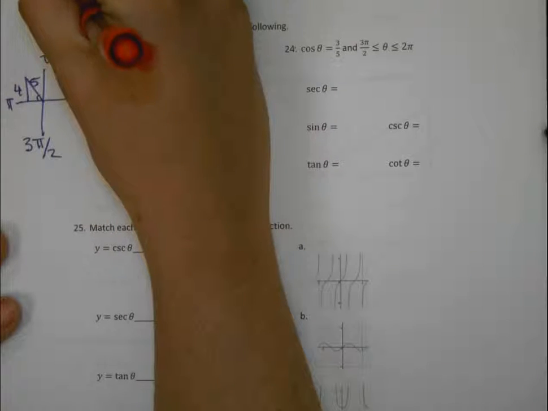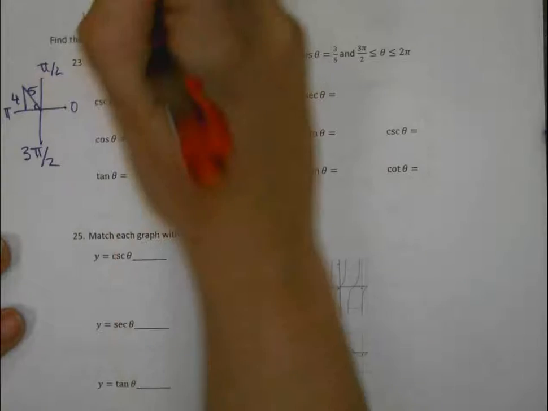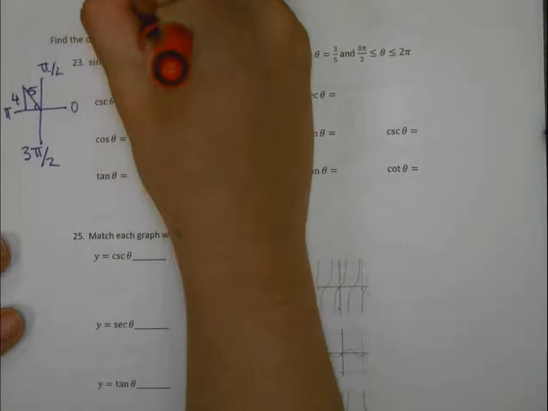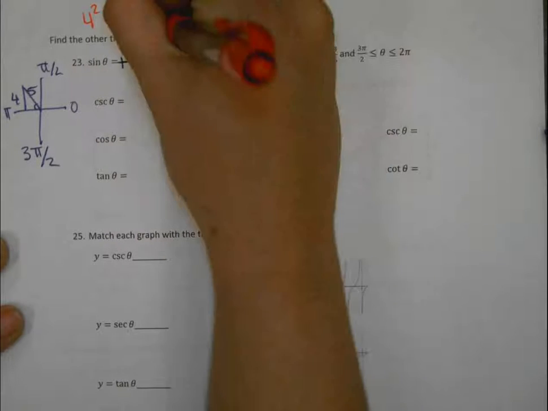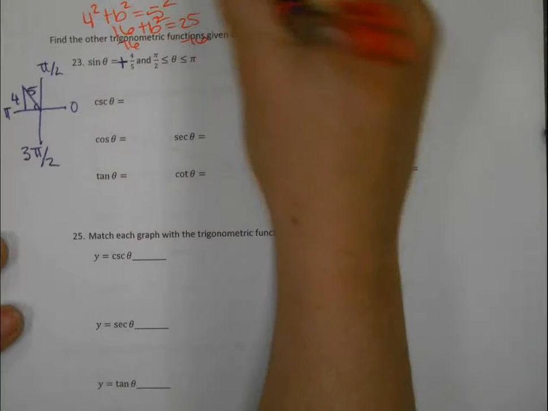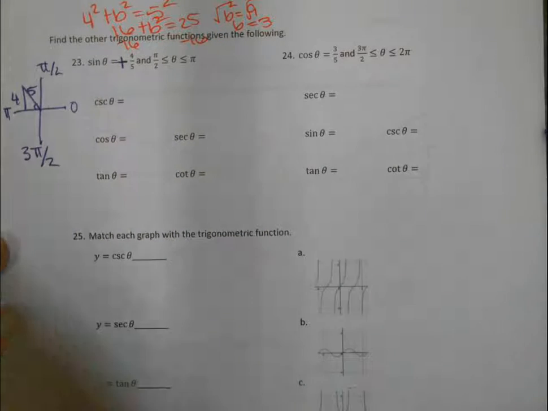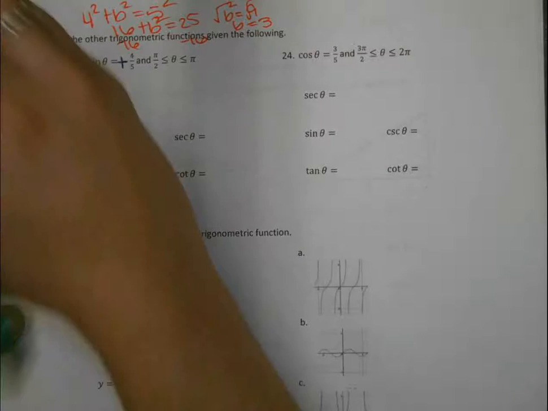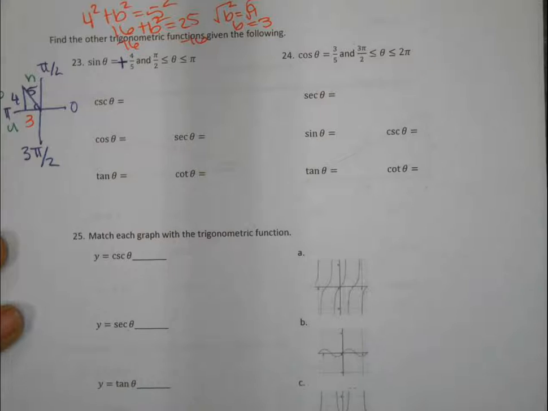And then I need to solve for my third one. So I have 4 squared plus b squared equals 5 squared. 4 squared is 16 plus b squared is 25. I subtract 16 on both sides. I get b squared equals 9. B is 3. So this is my opposite, hypotenuse, adjacent. Then I'm going to go through and fill in these values.